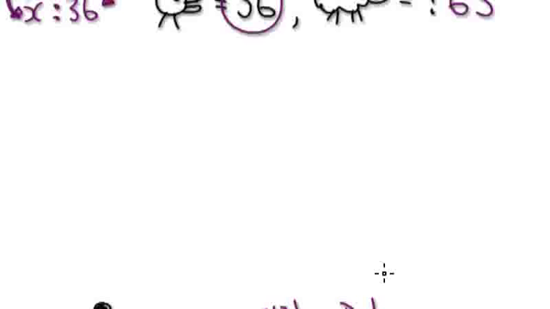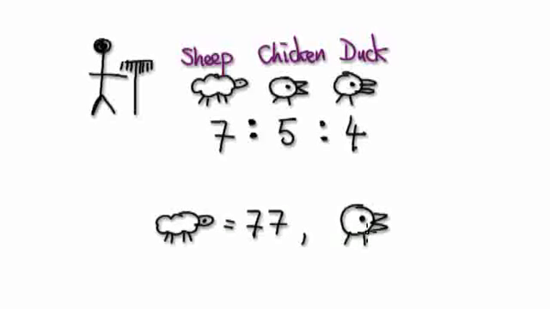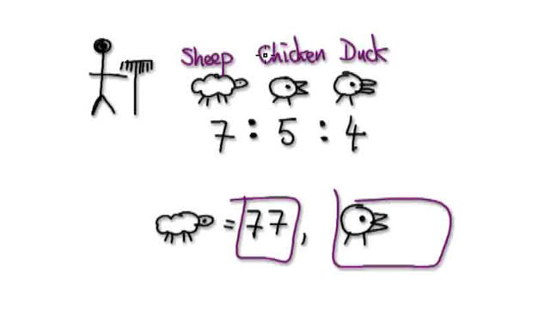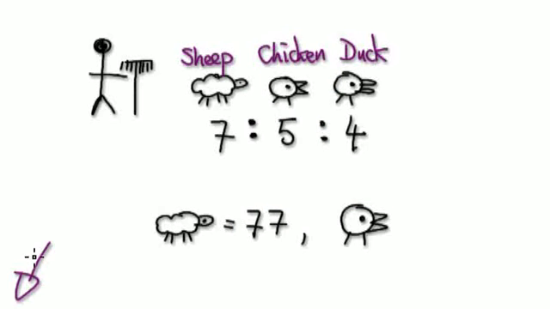Okay. All right. Next question here. Now you're given that the number of sheep is 77. Find out the number of chickens that you will have on your farm. Press pause and have a go.